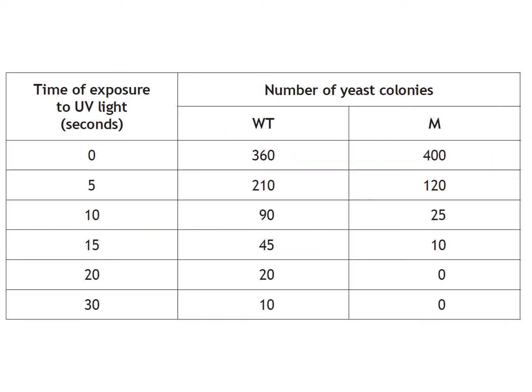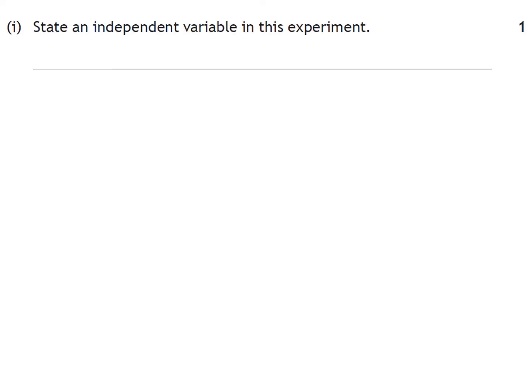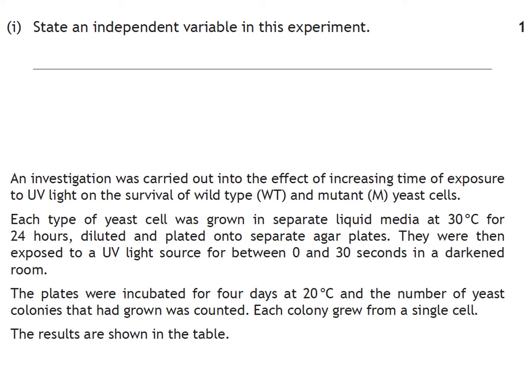Okay, so here's our data. We've got time of exposure to UV light in seconds, so that's increasing, going down here. We have our wild type colonies and our mutant colonies, and then we have the number of each that survived at each of the doses. Okay. State an independent variable in this experiment. Note that there, for SQA being nice about this, an. So they're telling you there is more than one, not state the, but one of. And there are two, because what we have is the time of exposure to UV, and then we've also got two different yeast cells. So either of those is going to be an independent variable for this.